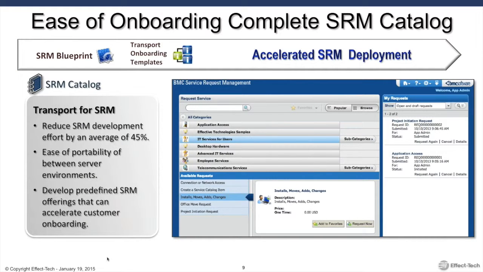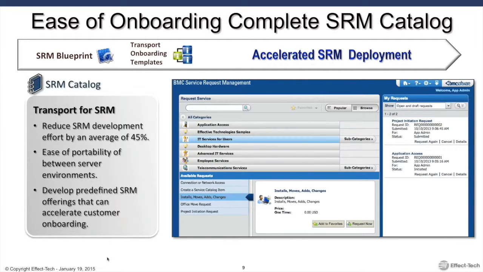So if we think about taking your requirements, placing them in the Transport onboarding templates that I just showed you, and loading those, on average, as we've measured this with customers, we go in and ask, what does it take you to build the service request offering today? And what does it take you with Transport? On average, we find between 40 and 45% savings in time.